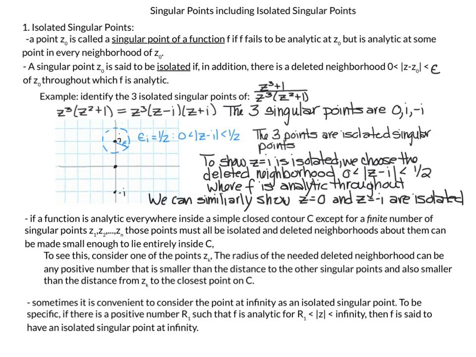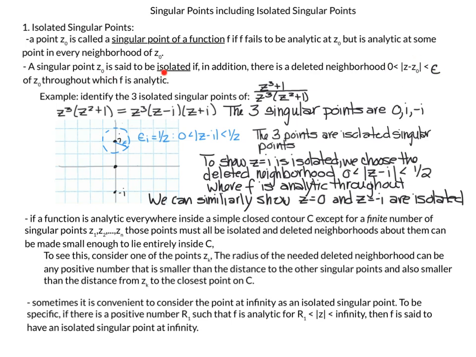To review what we have covered in this video, we talked about singular points, including isolated singular points. First, we defined what a singular point was, which is a point z0 is called a singular point of a function f if f fails to be analytic at z0 but is analytic at some point in every neighborhood of z0. And then a singular point z0 is said to be isolated if, in addition to being a singular point, there is a deleted neighborhood. Those are the points z whose distance from z0 is less than epsilon but greater than 0, throughout which f is analytic.